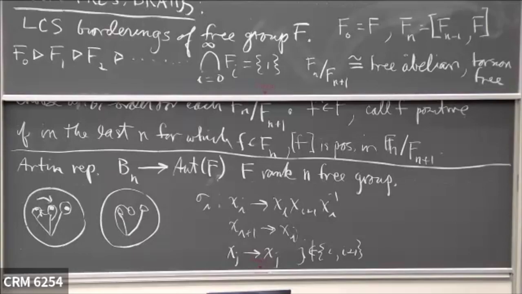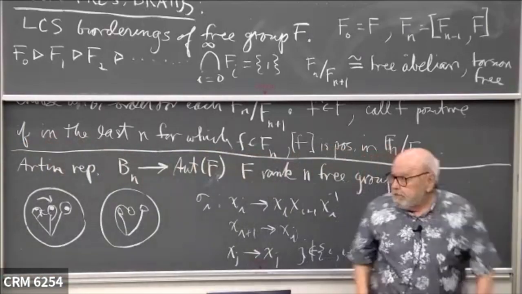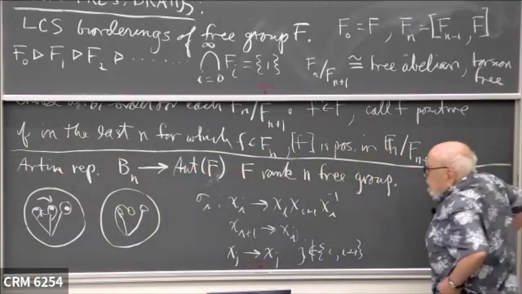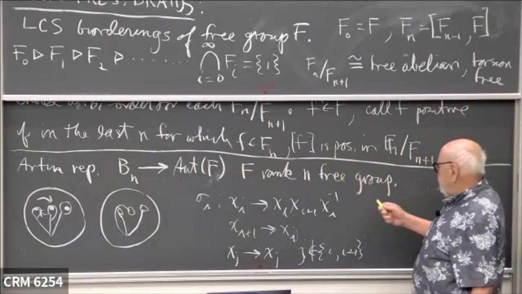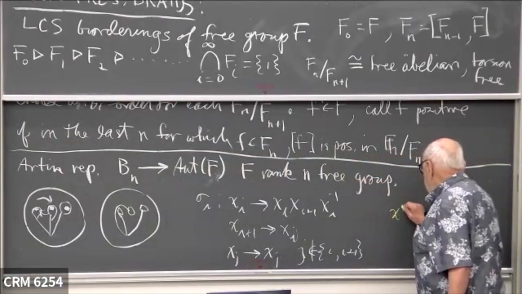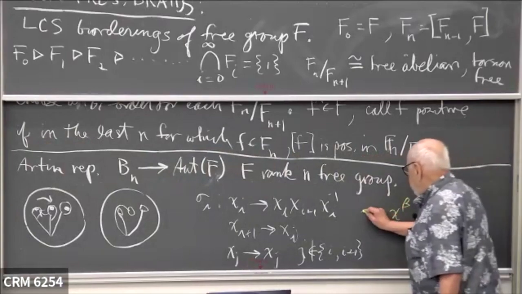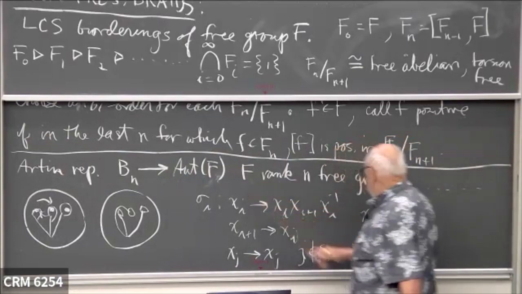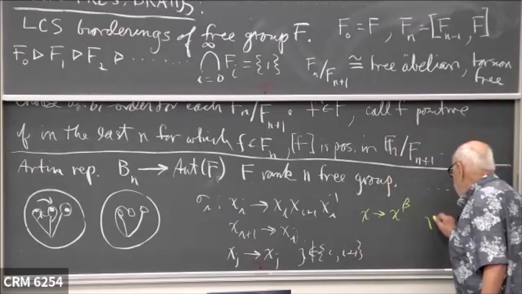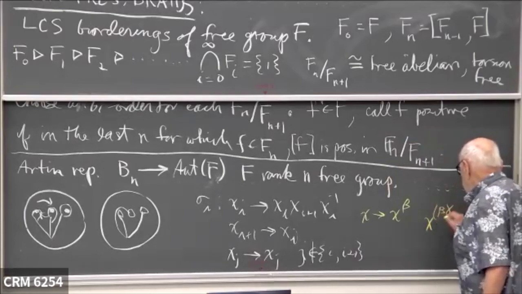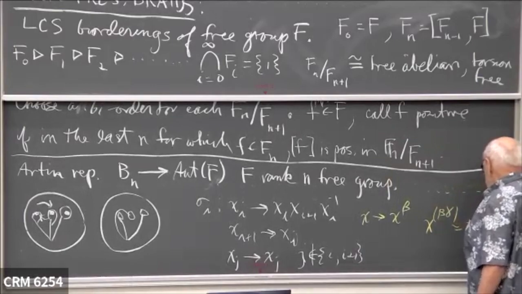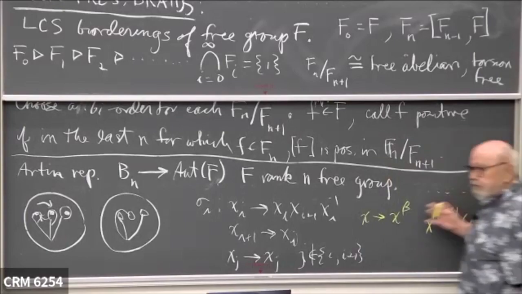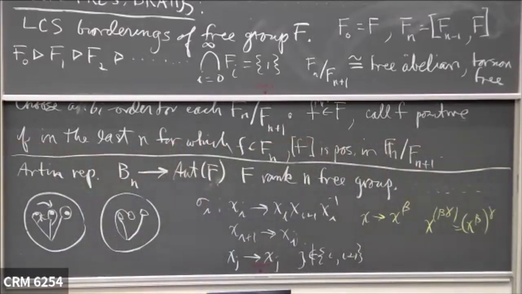Let me call this action, since we read braids from left to right, I want them to act on the right. So X goes to X beta, where X is in the free group. And then we have that X beta gamma is X beta gamma. It's just nicer to have a right action rather than usual functional notation on the left.